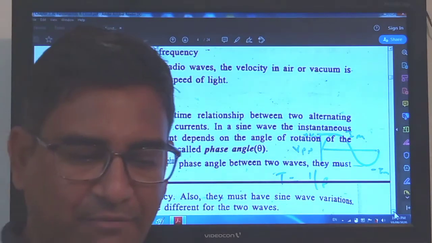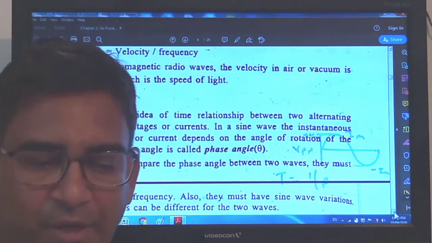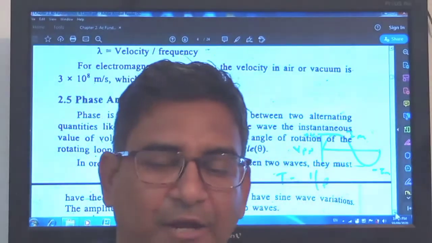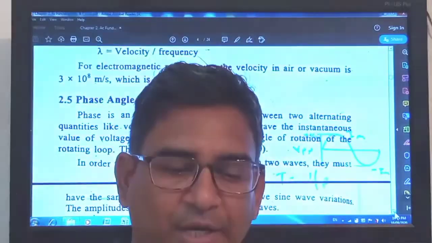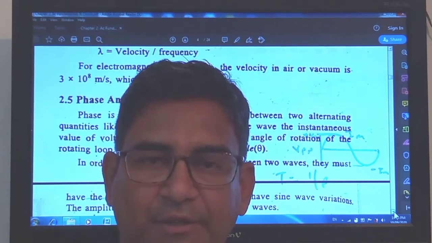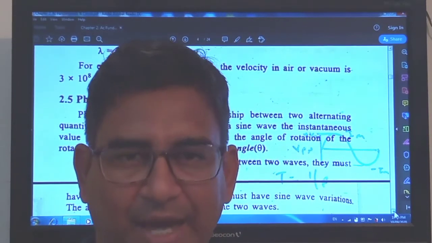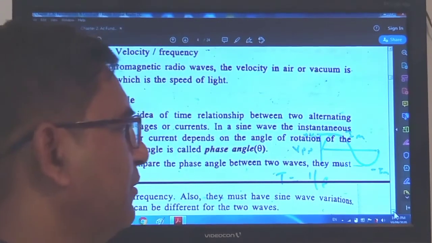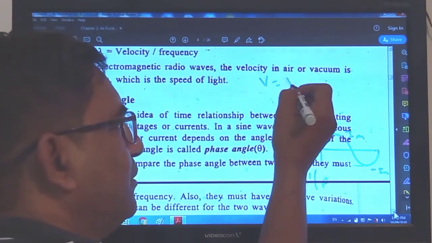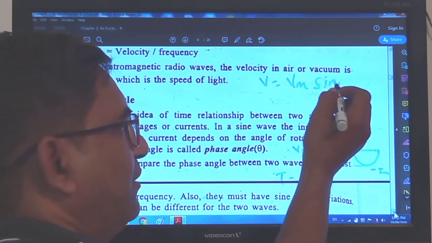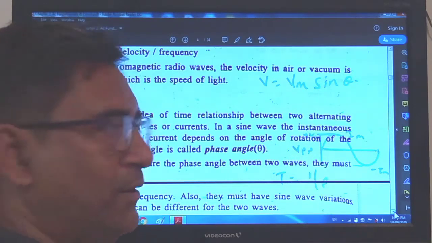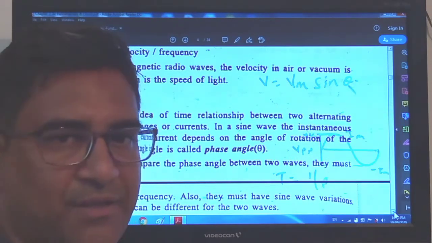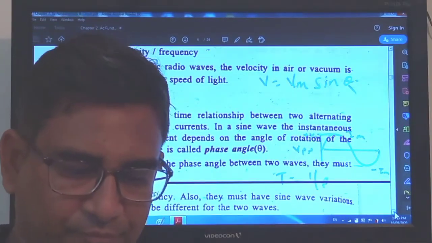In a sine wave, the instantaneous value of the voltage or the current depends upon the angle of rotation of a rotating loop. This angle is called the phase angle, and in this wave, as I told you, V is equal to Vm sine of theta. That theta is the phase angle.